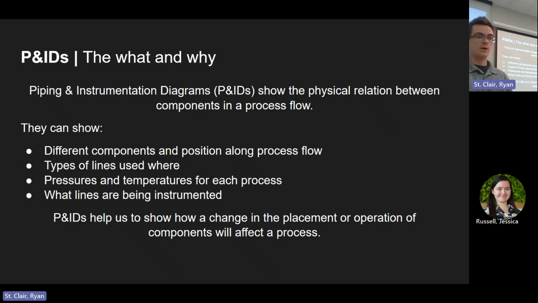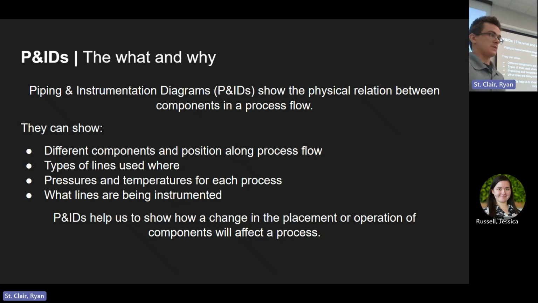So P&IDs, the what and why. Piping and instrumentation diagrams, this is kind of the what. They show the physical relation between components in a process flow. So they can show different components and their position along process flow. So, what components are in your system? Is there like different valves or instrumentation or something that is somehow affecting the flow? They can tell what type of lines are used and where they are.